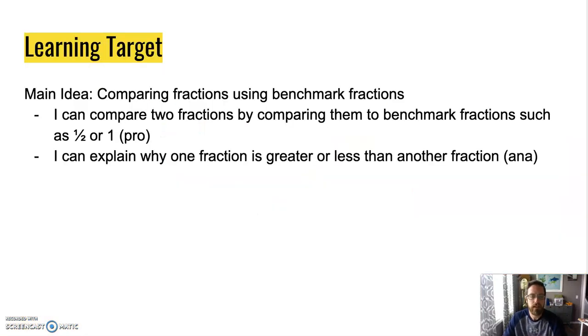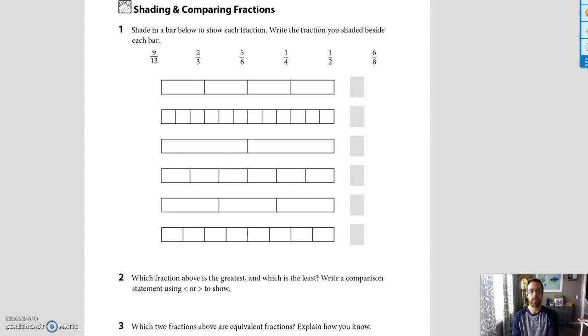So the learning target for today is being able to compare fractions by using benchmark fractions or having other strategies to be able to compare fractions. So let's jump right into it. We're going to look at comparing some fractions. It says shade in the bar below to show each fraction. Write the fraction you shaded beside each bar.